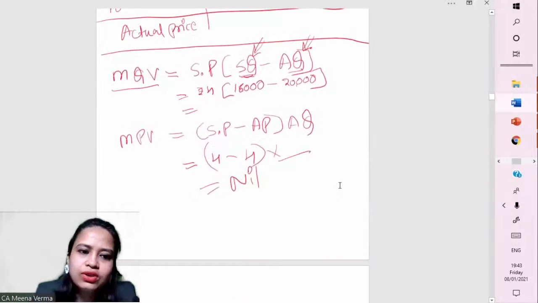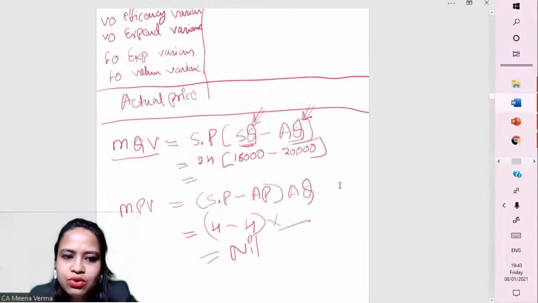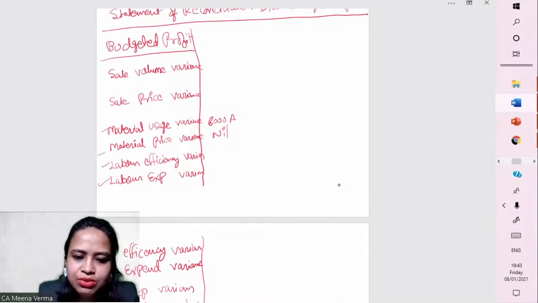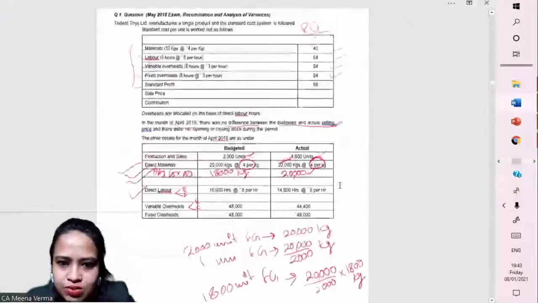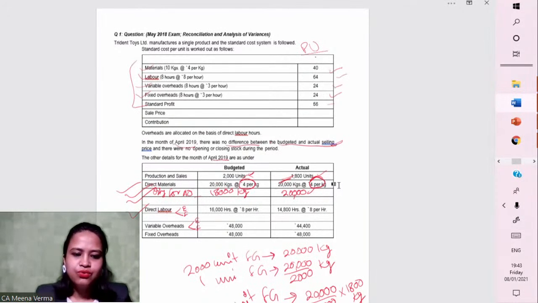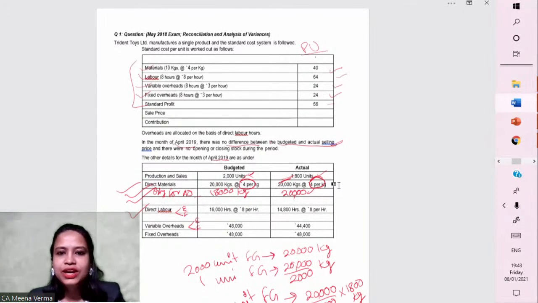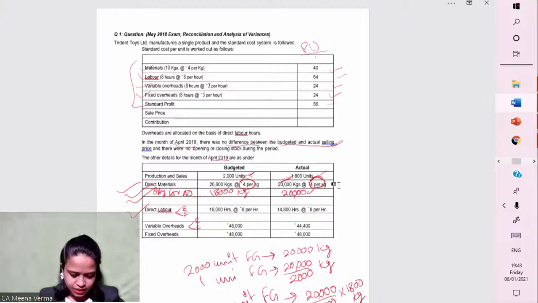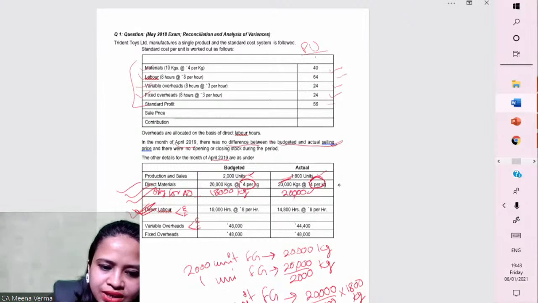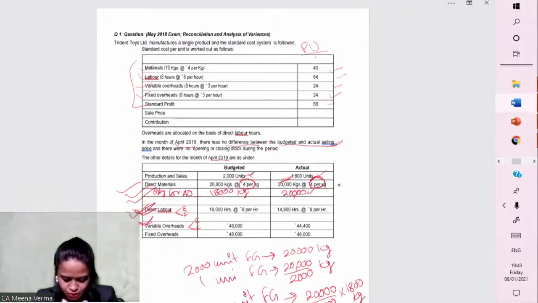Similarly, as I have calculated this material variance, I want all of you to calculate this labor efficiency variance and labor expenditure variance from these information. Do it. Try to find the direct labor expenditure variance, direct labor efficiency variance. Okay? Do it. I'm waiting for you. Okay, it is very easy. Do this value: direct labor expenditure variance, efficiency variance, similarly variable overhead expenditure variance and efficiency variance. Do this and give me the answer.